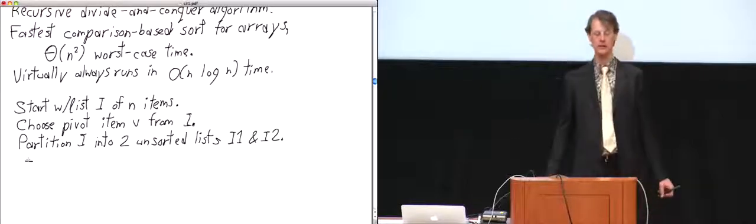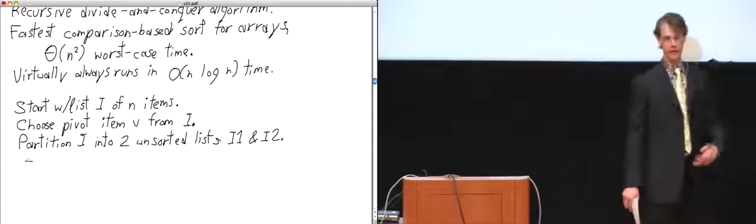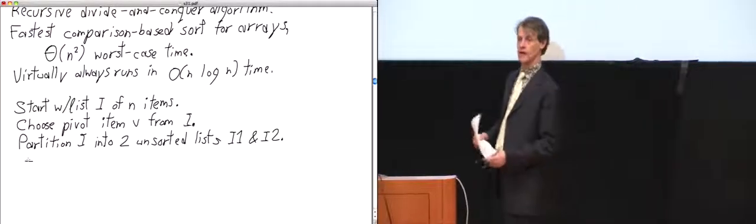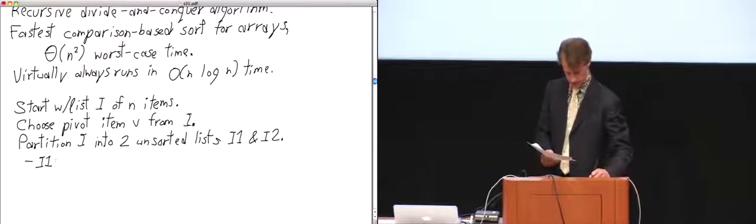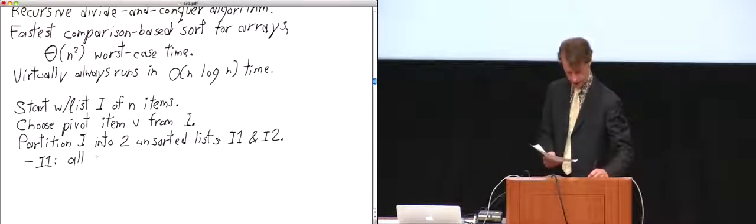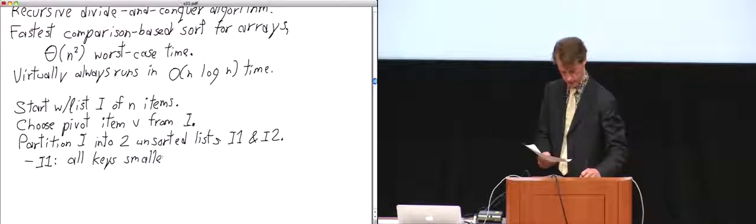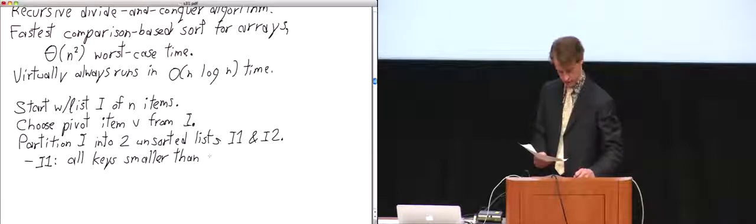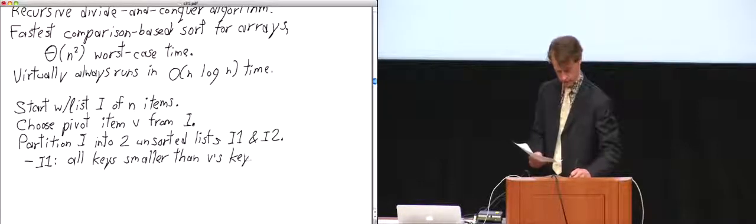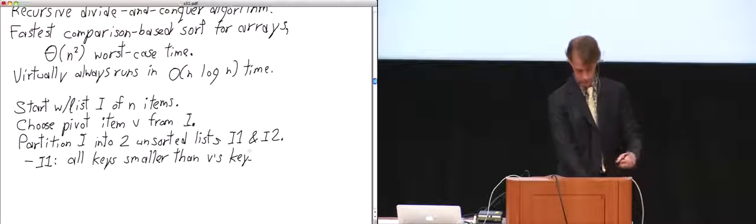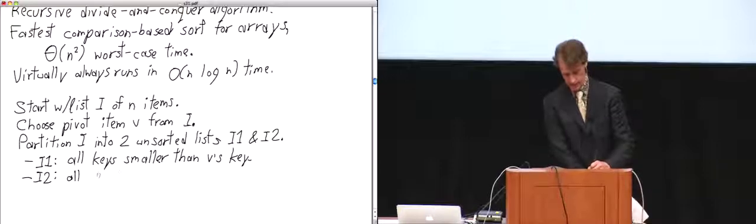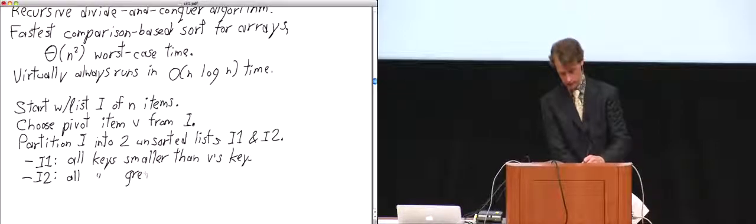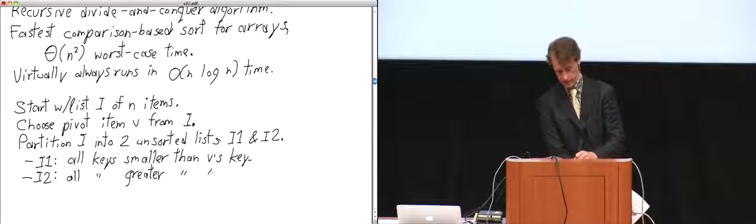I'm going to call those lists I1 and I2. And they're going to be unsorted lists. We haven't sorted them yet. But they will differ in one important aspect, which is I1 will contain all the keys that are smaller than the pivot's key. And I2, the second list, will contain all the keys that are greater than the pivot's key.